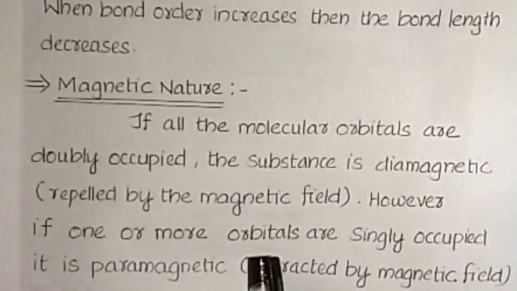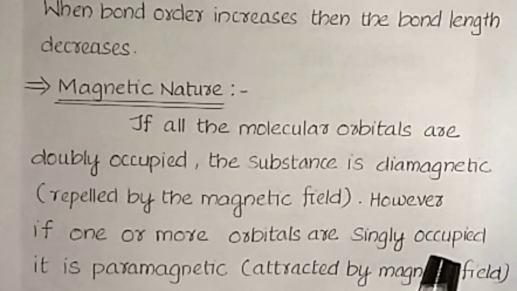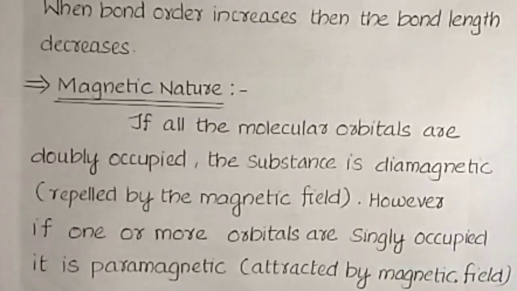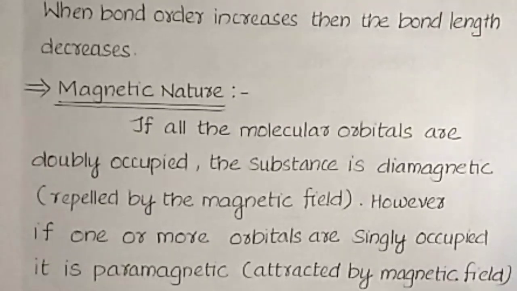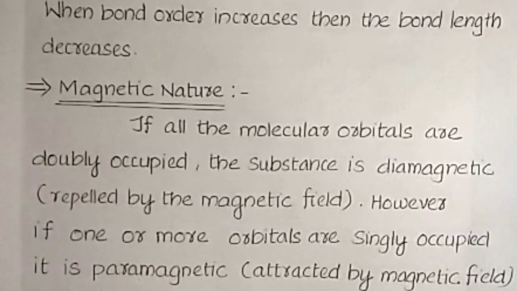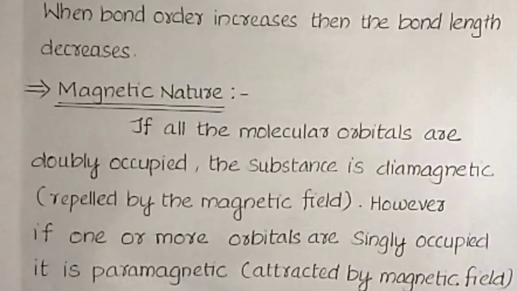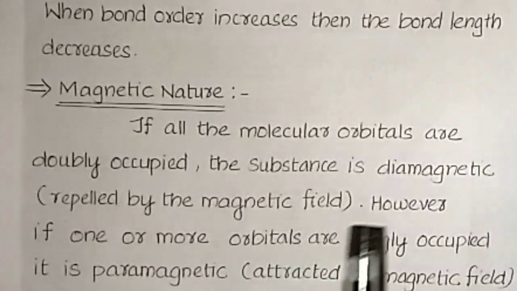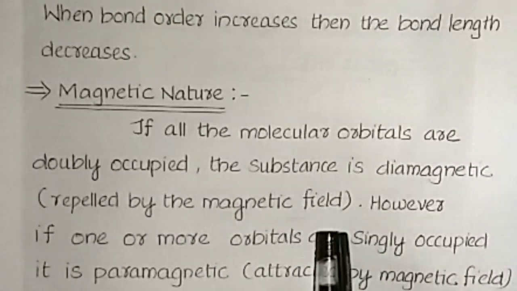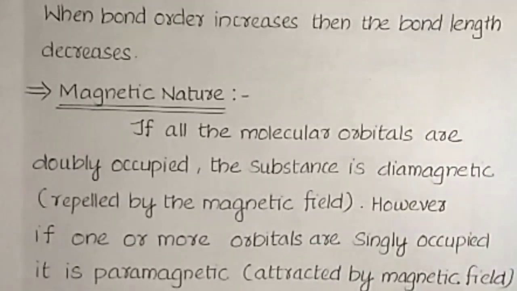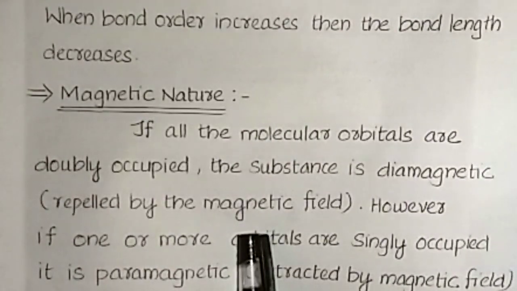However, if one or more orbitals are singly occupied, that means unpaired electrons occupy the molecular orbitals, the substance is paramagnetic. Paramagnetic means substances which are attracted by the magnetic field. So, due to the presence of unpaired electrons, the molecule exists as a paramagnetic material, and due to the presence of paired electrons, the molecule exists as a diamagnetic material. Paramagnetic means attracted by the magnetic field, and diamagnetic means repelled by the magnetic field.